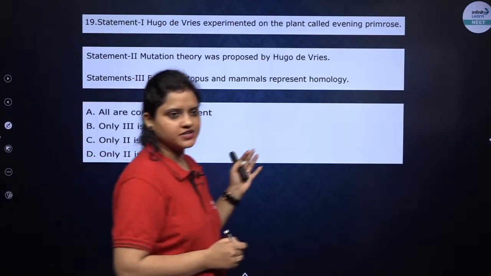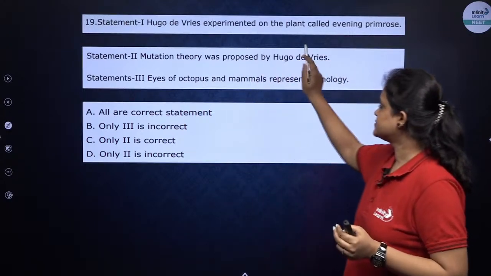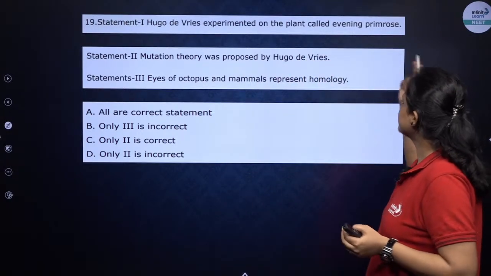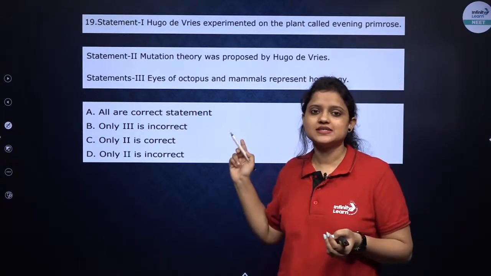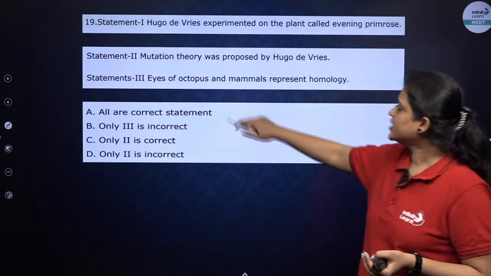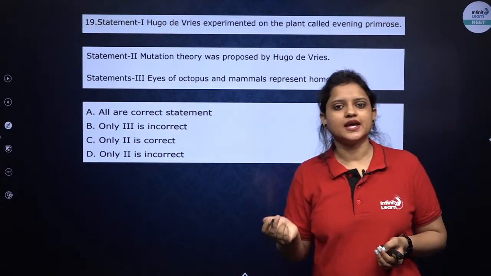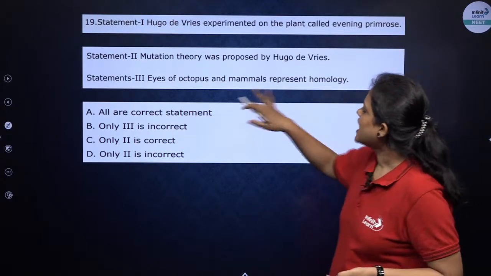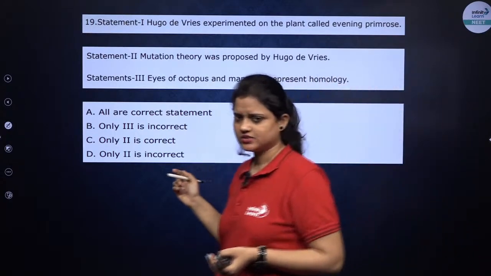Again there are 3 statements. Let's read all three statements one by one. Hugo de Vries experimented on the plant called evening primrose. Yes, that is right. It is also known as Oenothera lamarckiana, right? Mutational theory was proposed by Hugo de Vries. Absolutely correct. And eyes of octopus and mammals represent homology.